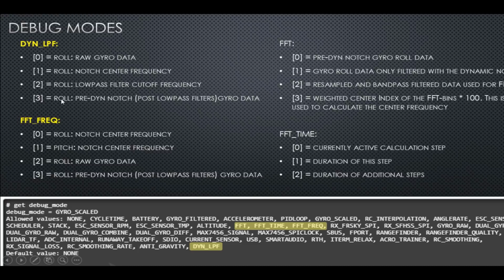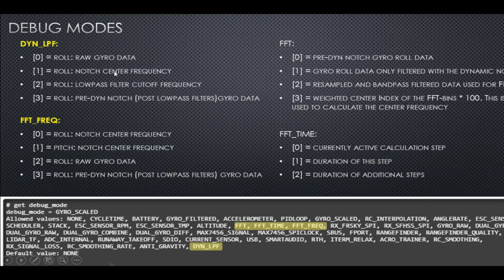And again, on the roll axis, you can see the pre-notch filter. So you'd see the data, the noise. This is totally raw, no filtering whatsoever. This is going to be after the low pass filters, but prior to the dynamic notch doing its thing.